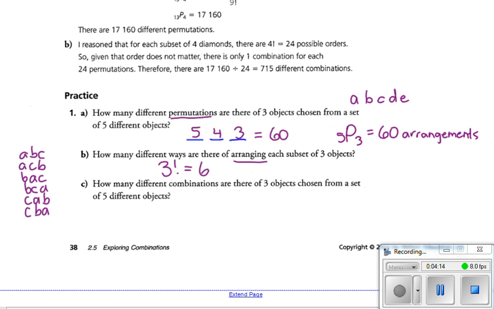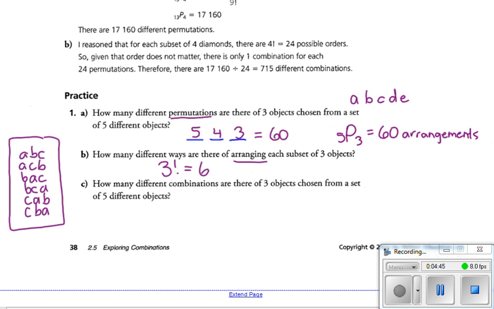Are you with me? Okay, so in number 1, there are 60 total arrangements we can make. When we have a subset, when I choose 3 of you, how many ways can I arrange those 3? There's 6 ways. So in a combination, are these any different from each other, or are they all the same thing, if order doesn't matter?